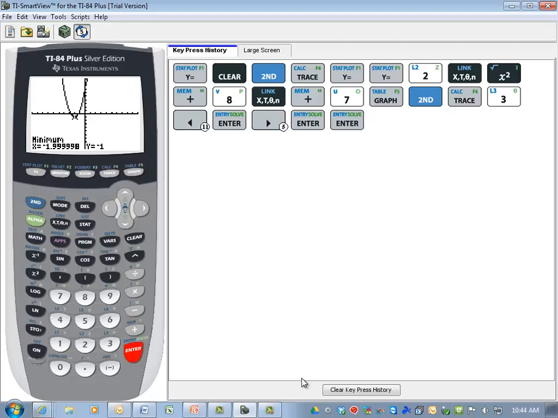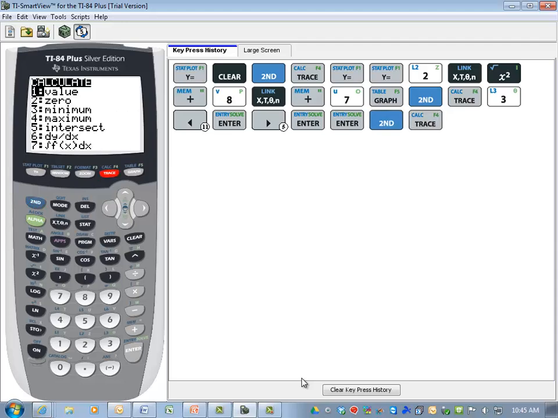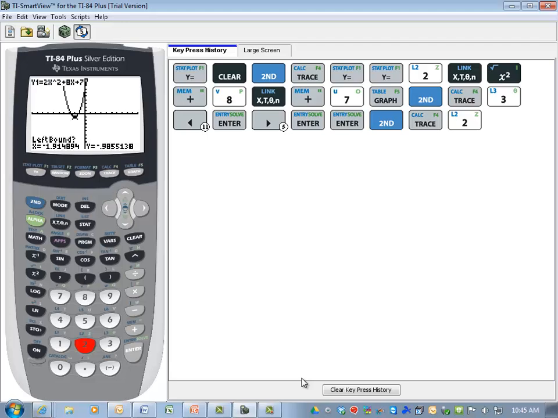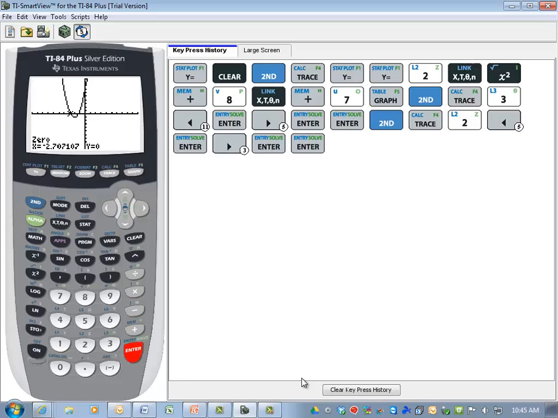From there, I want to find my zeros. Remember, the zeros are the places where it crosses the x-axis. So I go again to second, trace, and notice it says zero. I want my zero, so I hit number 2. There are two zeros, so you have to do this twice. I'm going to do the left one first, and it says get just left of that one. Hit enter. Move it just to the right a little bit. Hit enter. Don't guess. Give me the real deal.